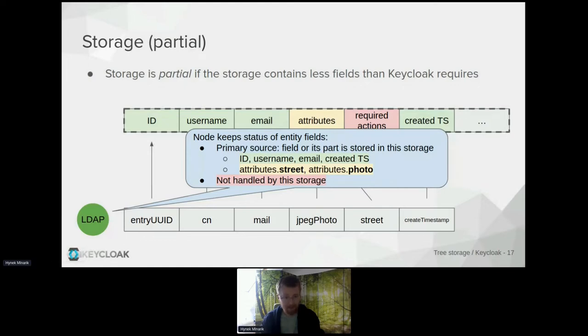The node keeps track of the status of the field. So there is a primary source, which may also be partial. That is for the attributes street and photo, nothing else. And then there is also the information about what is not handled by that storage.